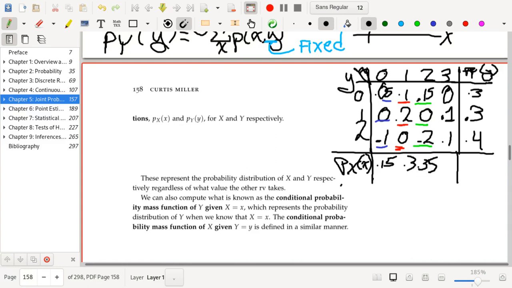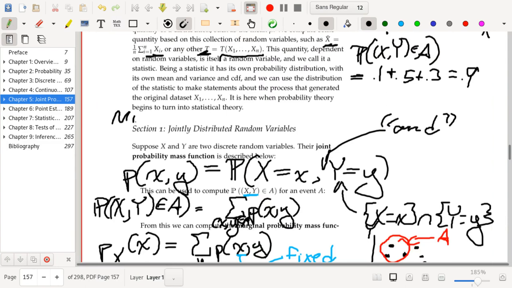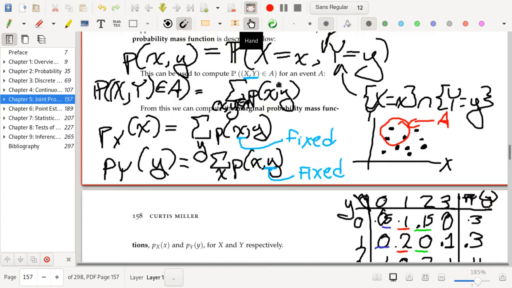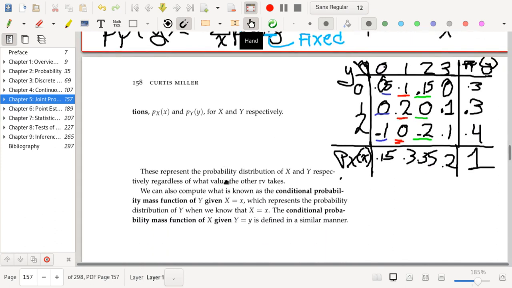And last one will be 0.2. So that adds up. Notice, by the way, that everything adds up to 1. For a joint probability mass function, you still need it to add up to 1. This is still a necessity. So you must have that the sum over all possible combinations x and y of the probability mass function is going to be 1. That's still required. Okay? All right. So hopefully that makes some sense.